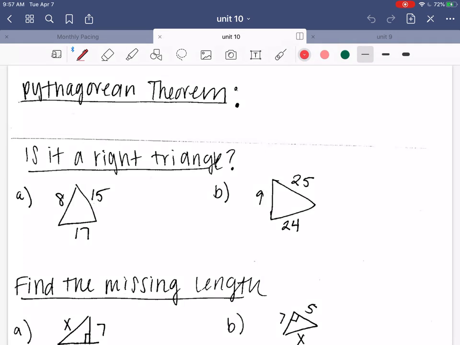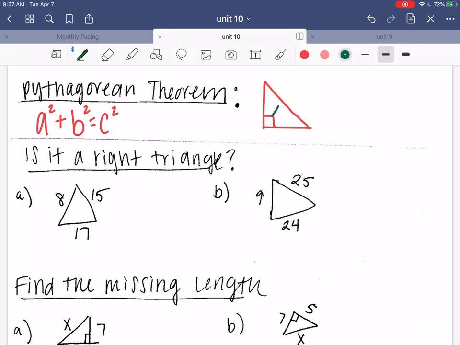So for the Pythagorean theorem, we have a squared plus b squared equals c squared, right? And so what this represents, or what this talks about, is looking at a right triangle. A right triangle has a right angle. That's the little symbol for right angle.